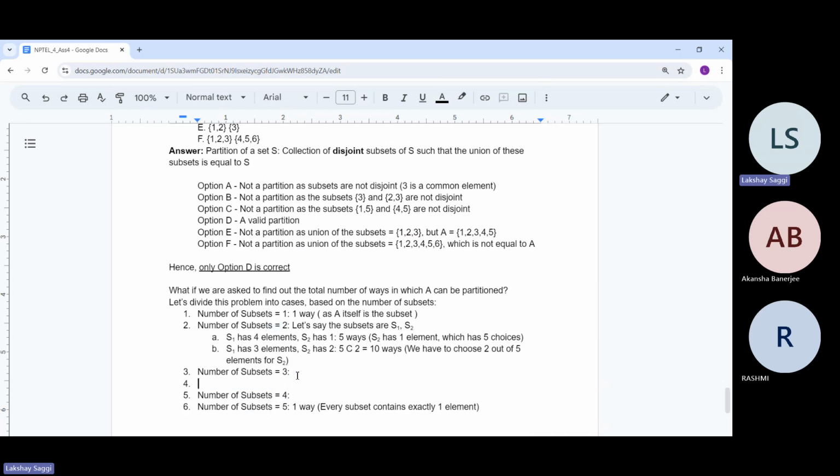Now, if we come to the case where the number of subsets is 3, let's say the subsets are S1, S2, S3. Then I think the question will become quite long. It will become very calculative in the sense that for 3, we'll again have to take cases of S1, S2, S3, like S1 has 3 elements, S2 has 1, S3 has 1, and something like that.